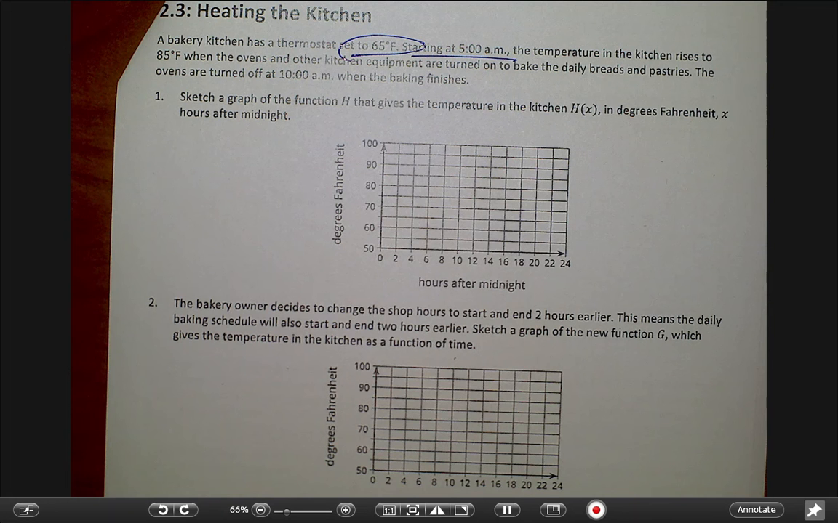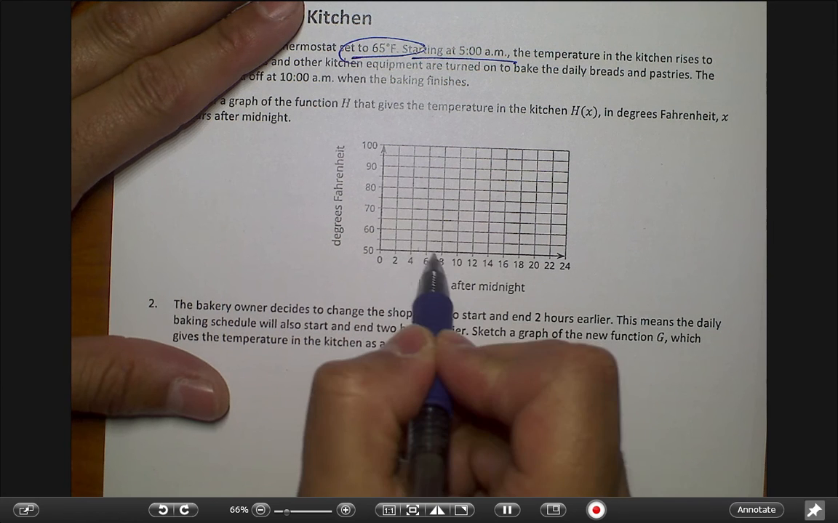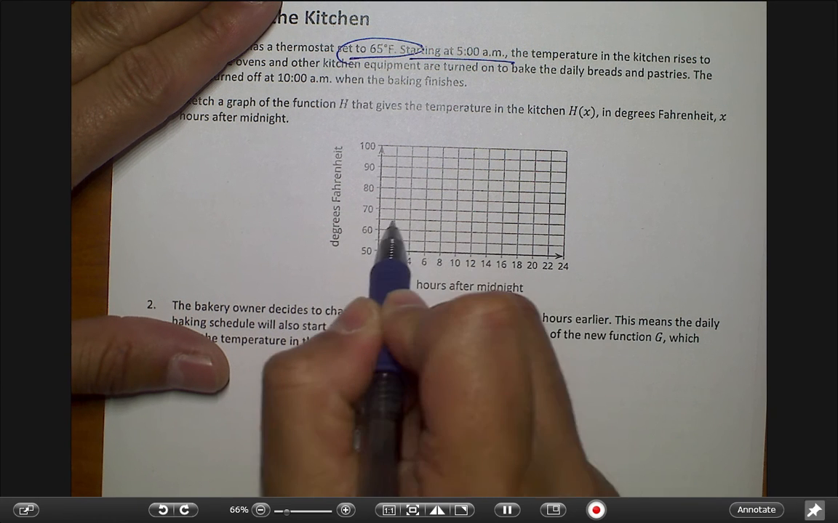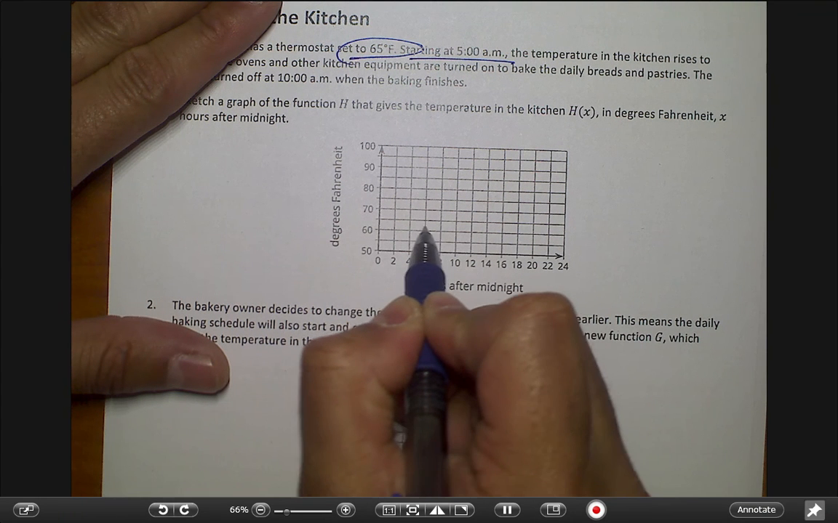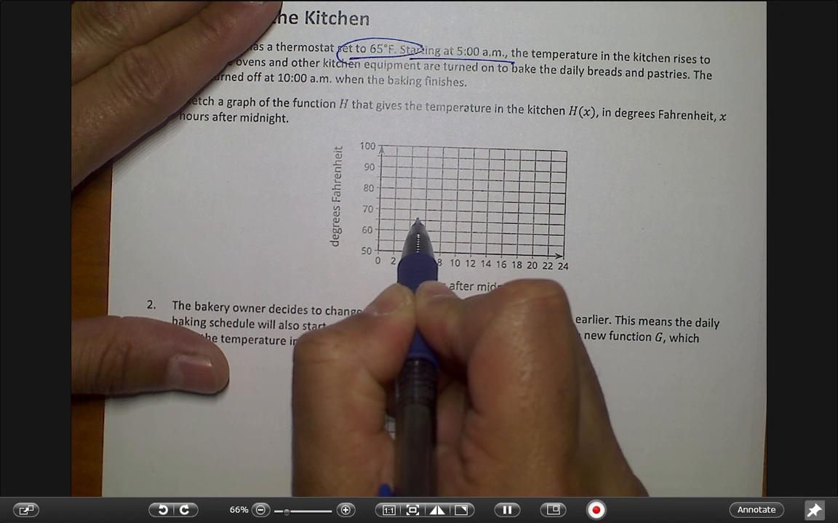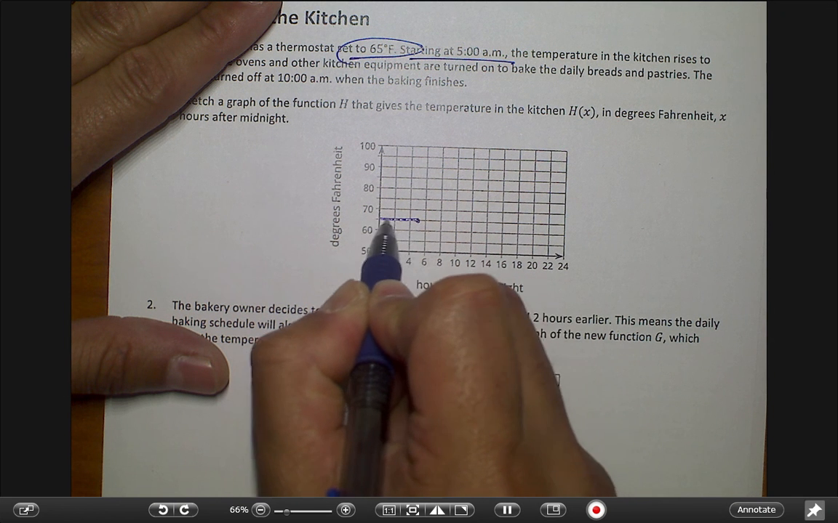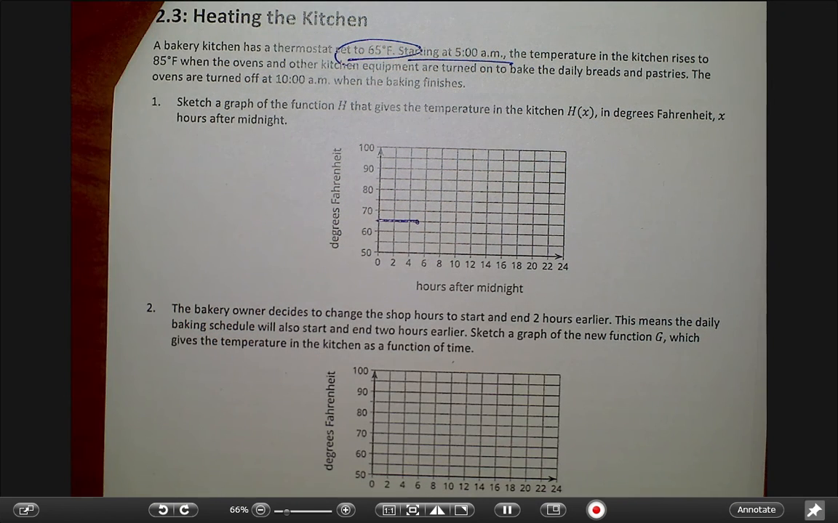The temperature when nothing is heating it up, 65. It should be 65, right? So, I'm going to start at 65. It's going to be at 65 until what time? 5 a.m., right? So 5 a.m. is going to be right here. I'm going to put a dot right there. We start baking at 5 a.m.